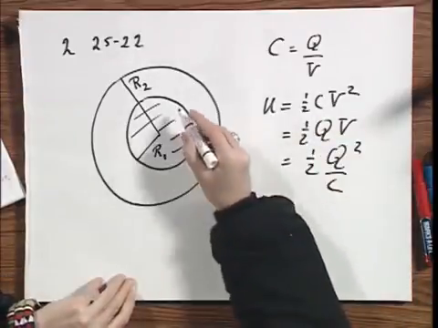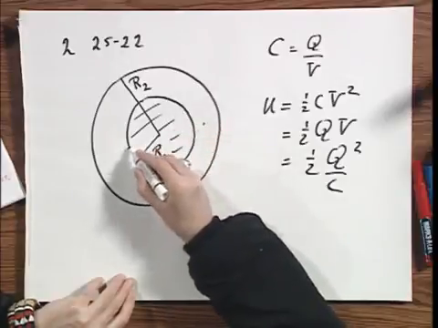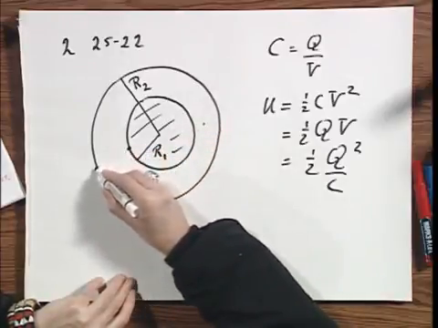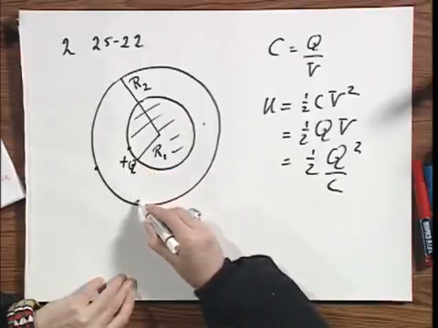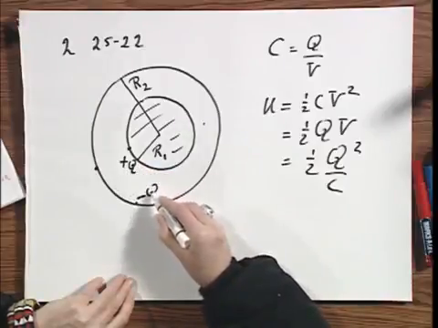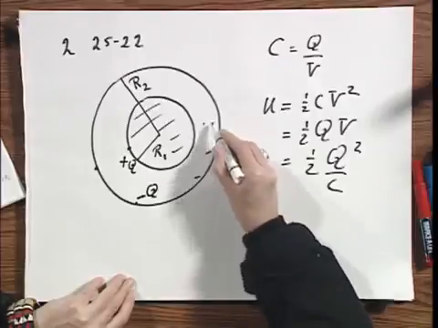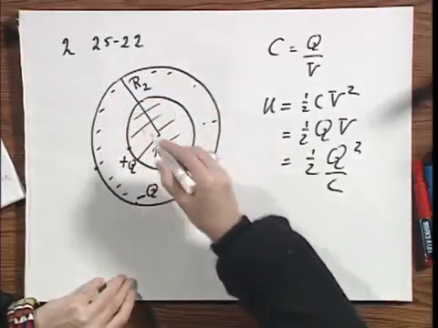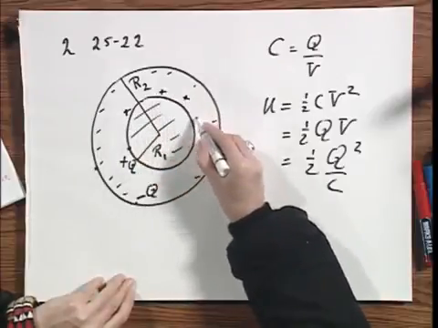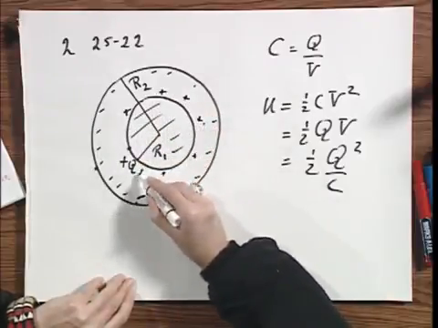And the question now is, what is the potential difference between here and here if the charge on this is plus Q and the charge on here is minus Q. The charge on here will be on the inside of the sphere. I leave you with the exercise to prove that. And the charge on the inner sphere will be on the outside of the sphere.